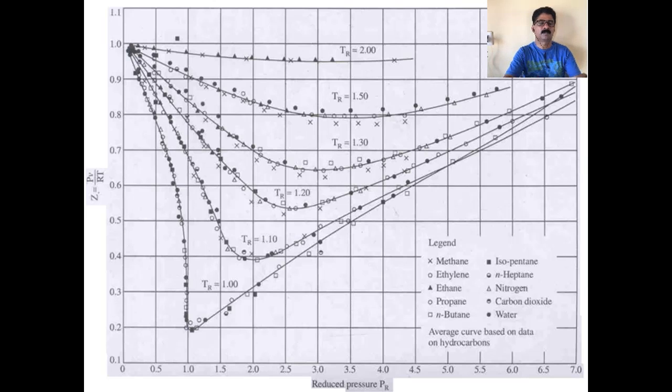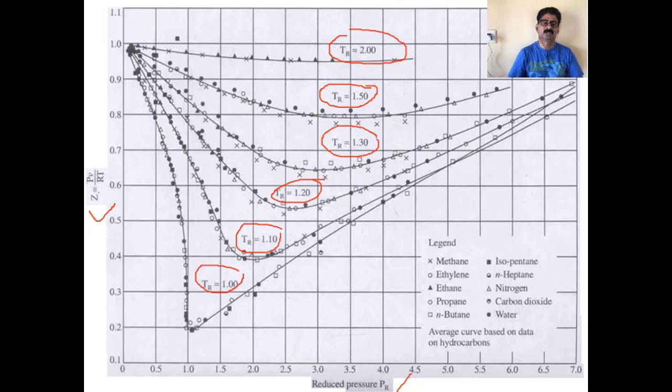You can see on the x-axis you have the reduced pressure, and on the y-axis you have the compressibility factor, that is Z equal to PV by RT, and it is plotted for different temperatures. You see TR, the reduced temperature ratios. Reduced temperature is nothing but T by Tc. For different values of TR it is plotted starting from 1. The bottommost curve is for 1, next 1.10, 1.20, 1.30, 1.50 and up to 2.